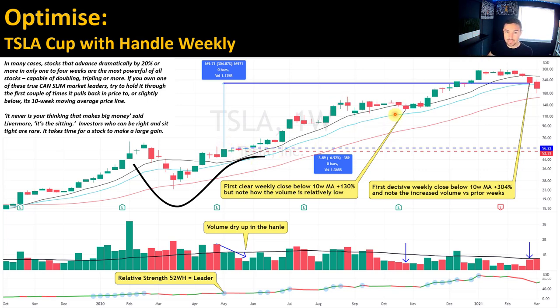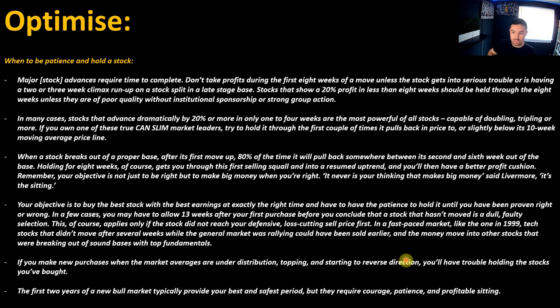And a bigger move can then be holding it until there's a decisive break of the 10-week moving average, or it could be a climactic top you're going to learn about, or when it gets extended above upper channel trend lines. But you can see here, Tesla, before the first decisive close, so for me this would be the first decisive close, 304%, and note the increased volume coming through versus prior weeks on this move down here. Here you can see a close below the 10 week, but look how low the volume is. Is that indicating a lot of heavy selling? Probably not. Let's show you lots of examples, then hopefully you're going to get into it.